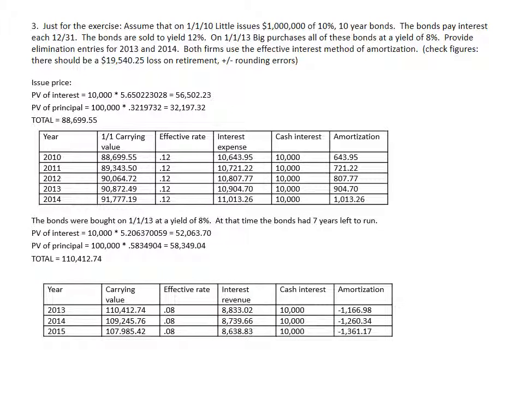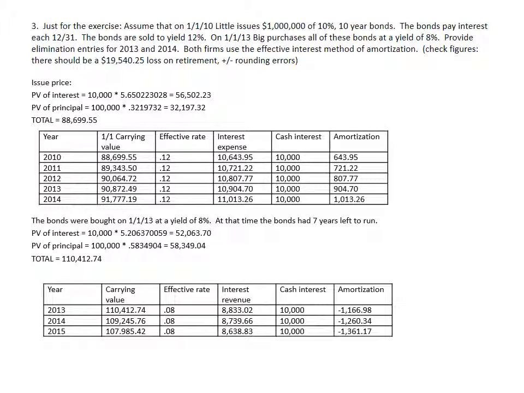And again, we need another amortization table. And the explanation is exactly as it was before. In this case, just to refresh our memories, in 2013, we had a carrying value of $110,412.74. Effective rate of 8%, so interest revenue is $8,833. Subtract the cash interest, so the amortization is a negative $1,166.98.